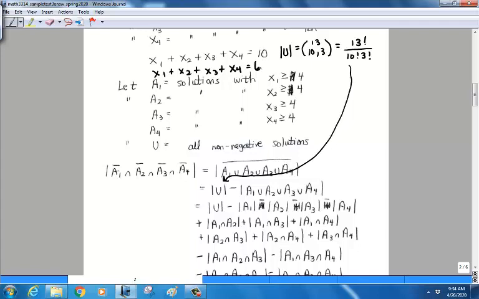Of course, some of that remaining 6 could go to x1, although we've already put 4 there. But then some of the remaining 6 could also go to x2, x3, and x4. So to count A1, you're simply counting the solutions to this equation. And we know what that's going to be, right? So the size of A1 is very easy to count. That's going to be 9 choose 6, comma 3.